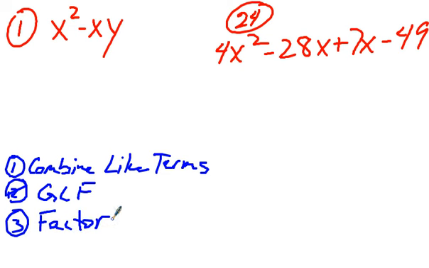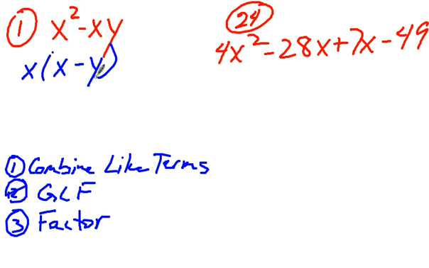Okay, so on this one, again, first thing, combine like terms. These are not like terms, so the next thing I'm going to find the GCF. I've got an x squared here and an x here, so they both have an x in them. I can factor out an x here. When I factor that out, I have one x left over, minus, when I factor x out here, I have a y left over.